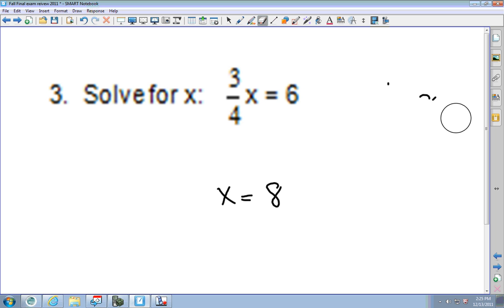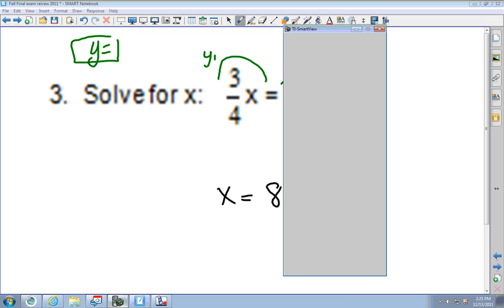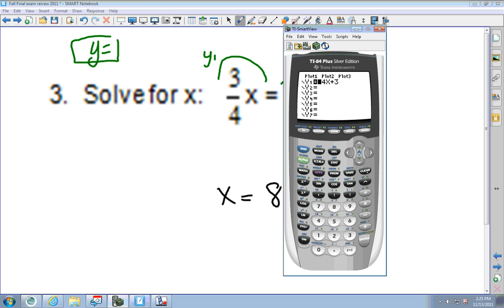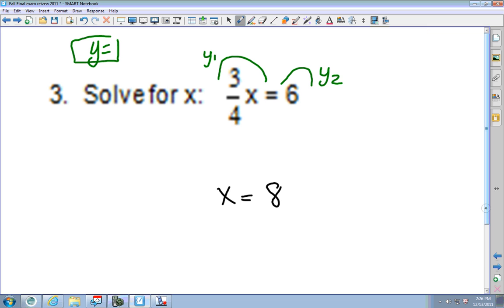Another way you could do this is to go in the calculator. Go to y equals and put the left-hand side into y1, the right-hand side into y2. So you would get your calculator, and you go to y equals and put in there 3/4, 3 divide 4, x into y1, and into y2, you'd put the other side, which was 6. And now I press second graph. I'm going to look and see where y1 and y2 are the same. See right here at 8. y1 and y2 are both 6. That would mean that I am correct.